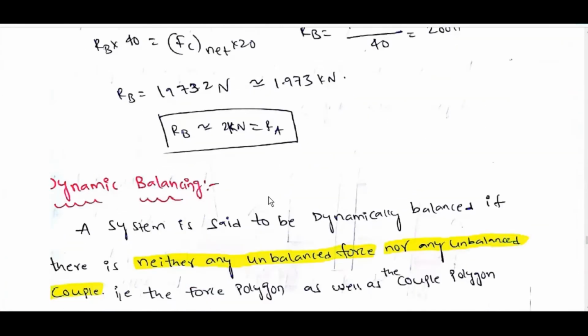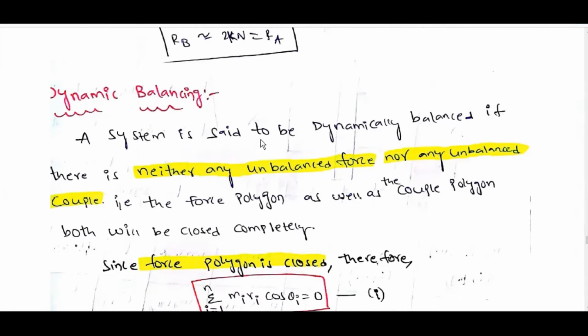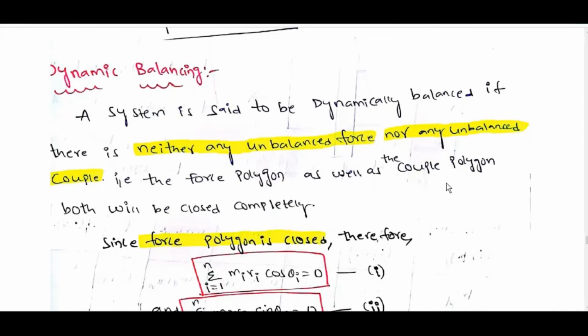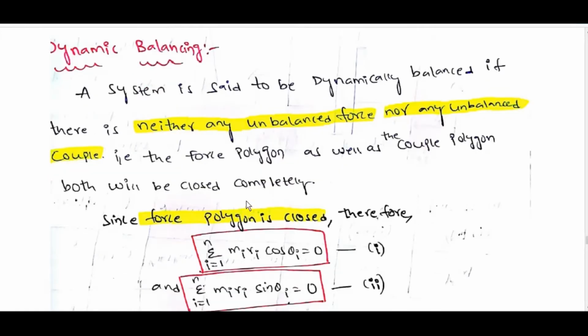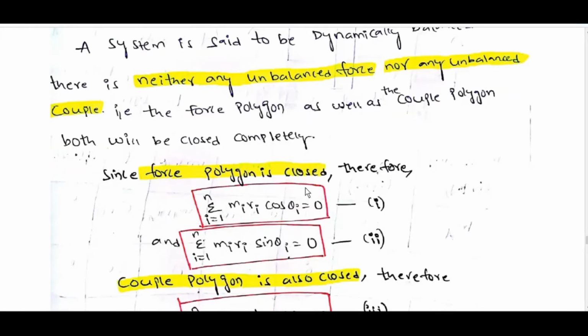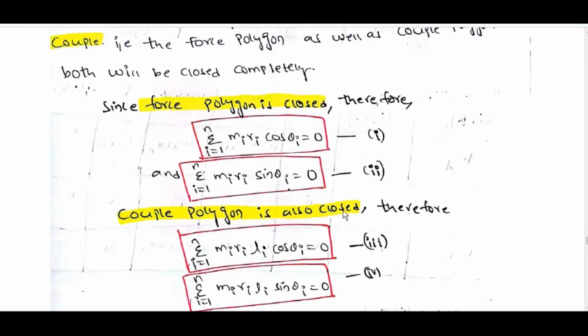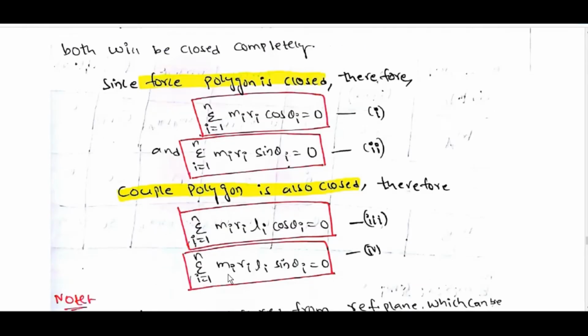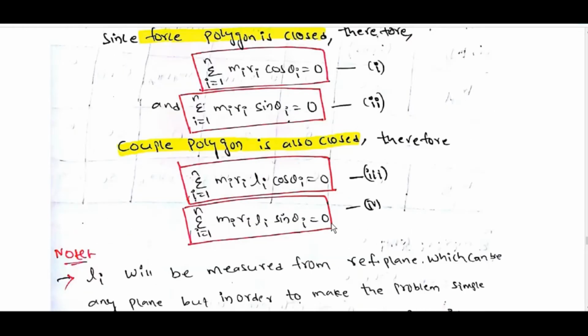Workbook question. Dynamic balancing. A system is said to be dynamically balanced if there is neither any unbalanced force nor any unbalanced couple, that is, the force polygon as well as the couple polygon will both be completely closed. Since the force polygon is closed, therefore sigma m i r i cos theta is equal to 0 and sigma m i r i sin theta is equal to 0. The couple polygon is also closed, therefore sigma m i r i L i cos theta is equal to 0, sigma m i r i L i sin theta is equal to 0.